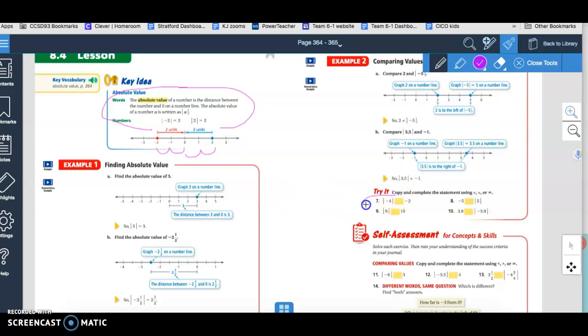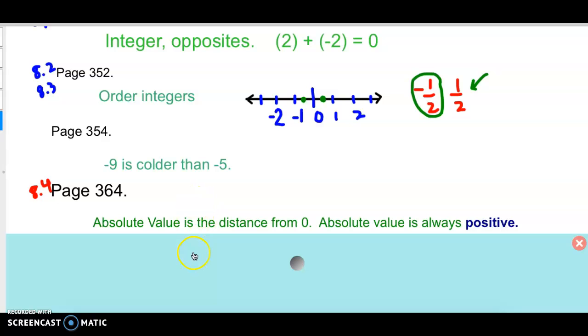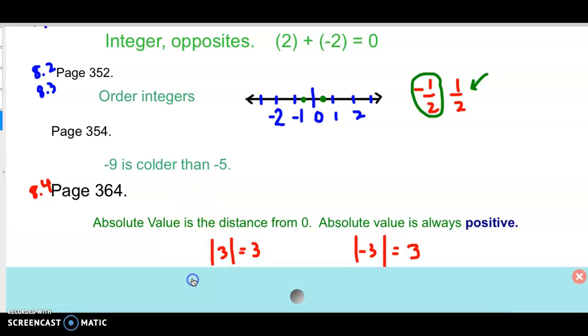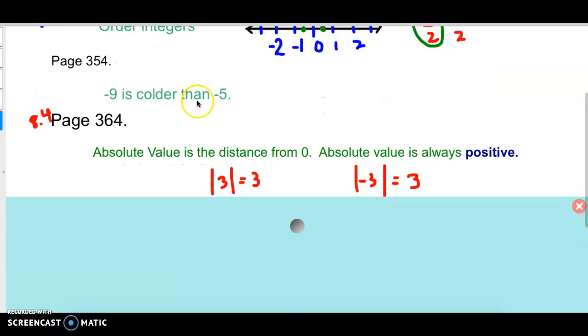Let's just take a look at number 7 right here. It says the absolute value of negative 4 and then negative 2. We want to compare that. Well, we know the absolute value of negative 4 is 4, and then we have negative 2. So if you had to put the less than or greater than sign in, 4 is greater than negative 2. All right, and there's just what the symbol looks like again.